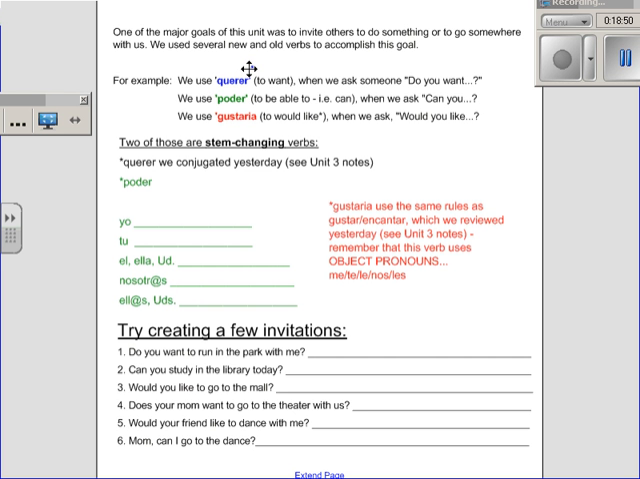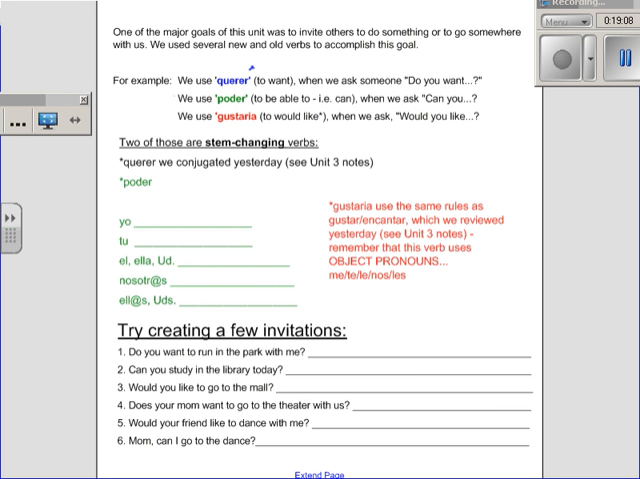Yo quiero Taco Bell was one of the jokes that I would say at the beginning from the commercial, but it's true. I want Taco Bell, or yo quiero un sandwich. I want a sandwich for lunch. We're using this now in this unit as well. We were using it to invite by saying, do you want? Do you want to go to the mall with me? Or do you want to play soccer with me after school?